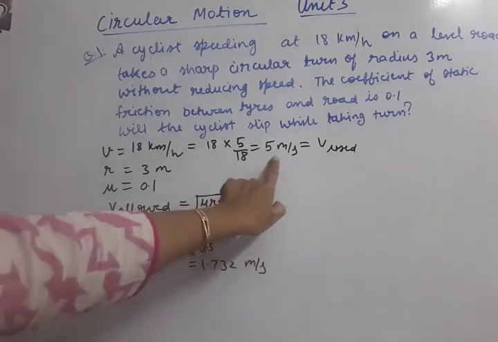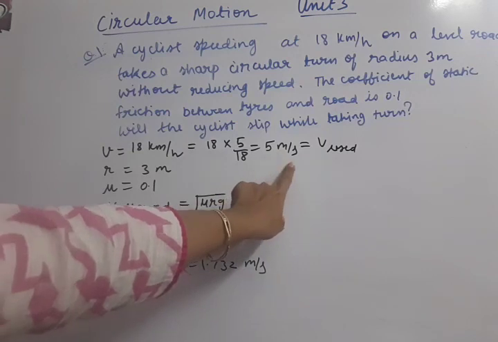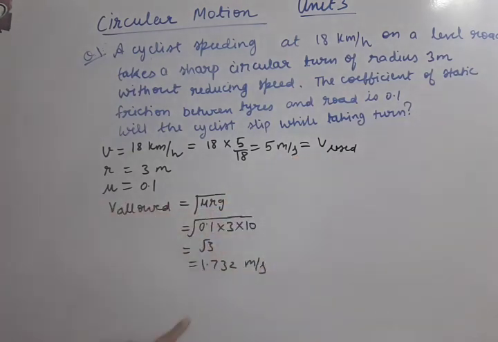But what speed is he using? That is 5 meter per second. That means he is going beyond the maximum allowed. That means he will definitely slip. Yes, he will slip. This is the answer. Okay, so this way you have to solve the question.